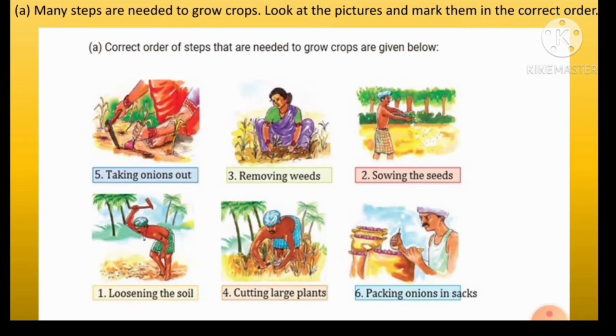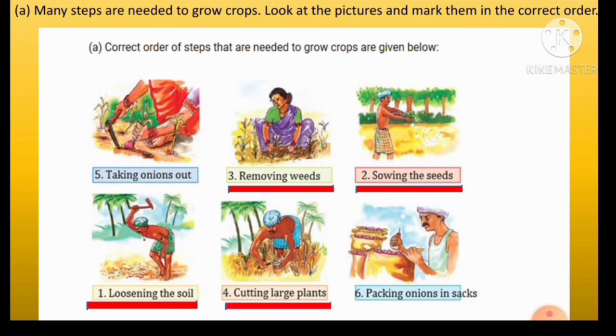Next, many steps are needed to grow crops. So look at the pictures and mark them in the correct order. So very first, what we have to do, we have to loosen the soil. Okay, then after loosening of the soil, what was the next step? It was sowing the seeds. After that, when the seeds have been sown, germination of the plant happens, and along with the main crop, weeds are also grown. So we have to remove the weeds. Next, what is there? Then what the father does is cutting out the large plants, then taking out the onions, and at last packing the onions in sacks.